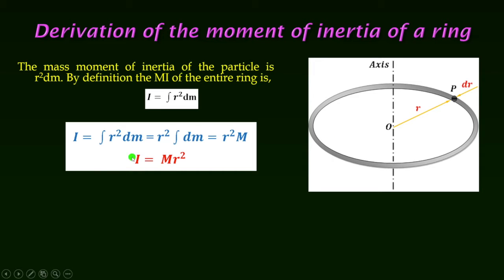As it is a ring, this thickness can be negligible, meaning infinitesimally small thickness dr. Now see, here this r is constant for all the points on the ring. As it is the ring and the axis is through the center, the distance of any point is constant. So you can write this integration as r square times the integration of dm. Integration of dm means total mass of the ring, that is equal to capital M. So finally I equals M r square.